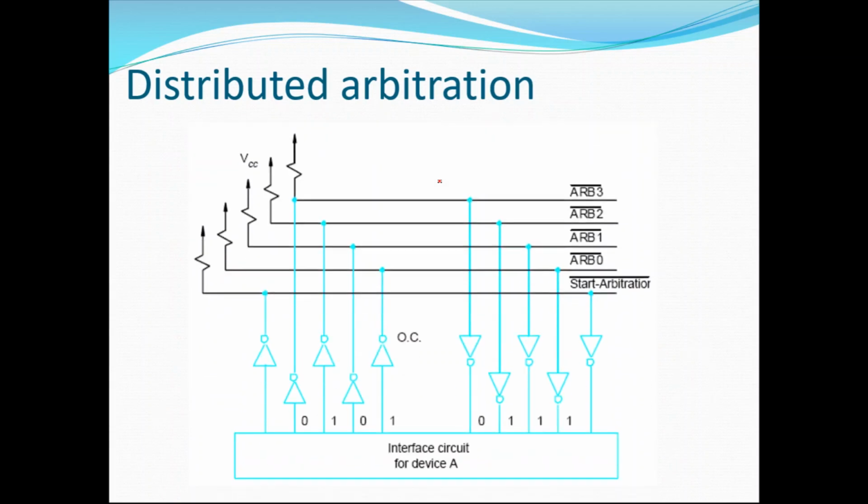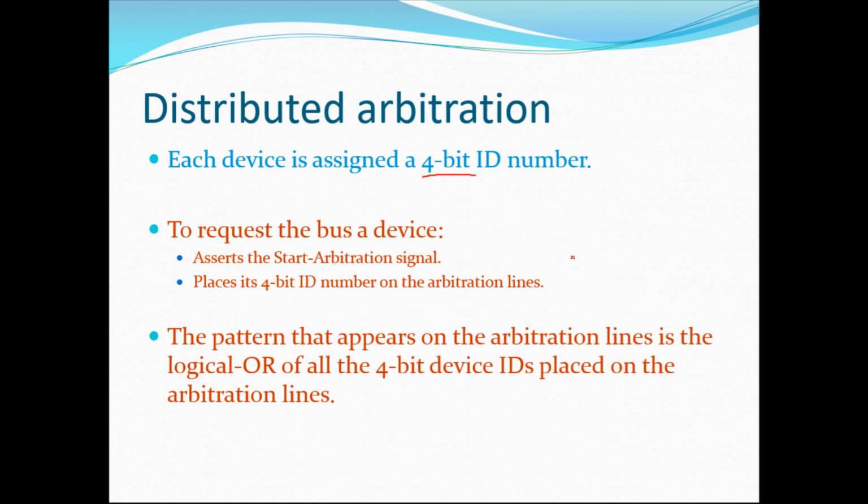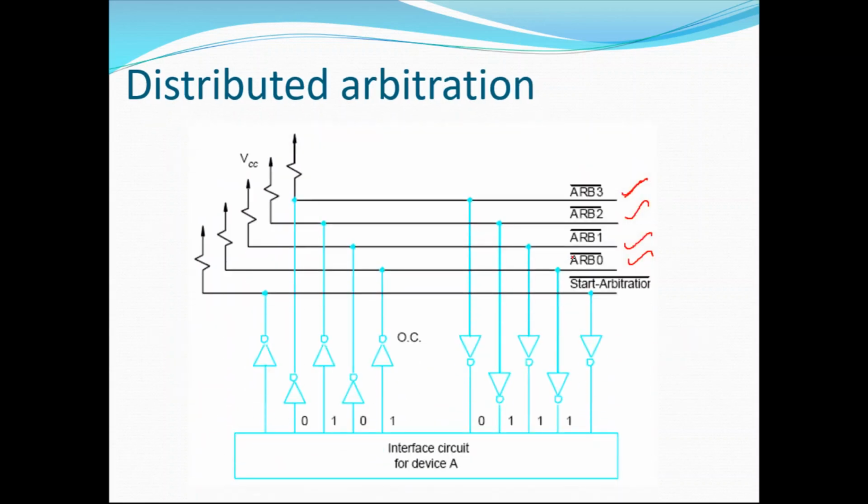So this is the diagram. Let us assume there are 4 devices, say 4 DMA controllers, competing for the bus. For each of them there is one line. This line is for one controller, this line is for another controller, and so on. So arbitration 3, arbitration 2, arbitration 1 and arbitration 0. Any number of devices can be there.